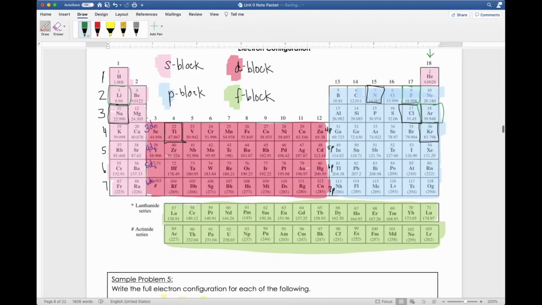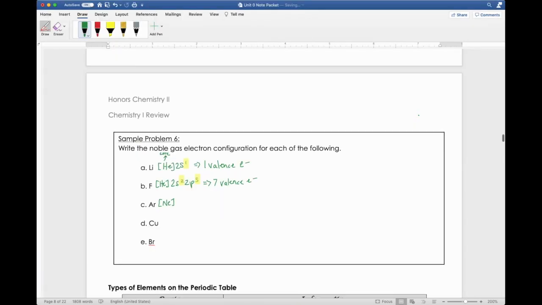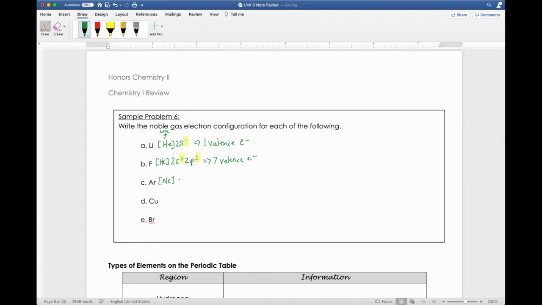So I would end with 3s2 and then 3p6. So let's write that down here. 3s2, 3p6. And if I count the valence electrons, 2 plus 6 gives me 8. And you might remember that 8 is great. 8 valence electrons. That's why your noble gases are unreactive, because they already have a full outer shell.